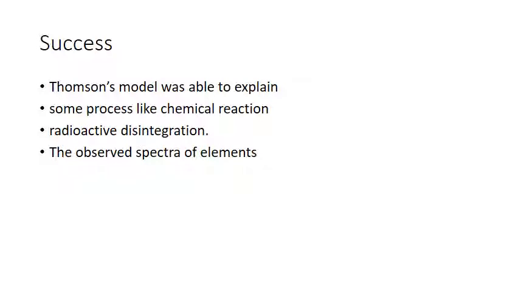Now, on the basis of his model, Thomson could explain some processes like chemical reactions, radioactive disintegration, and some observed spectra of elements. Fine. This spectra of elements we will see in the forthcoming lessons. We will discuss it in more detail in our upcoming lessons. For now, you can understand it like this.